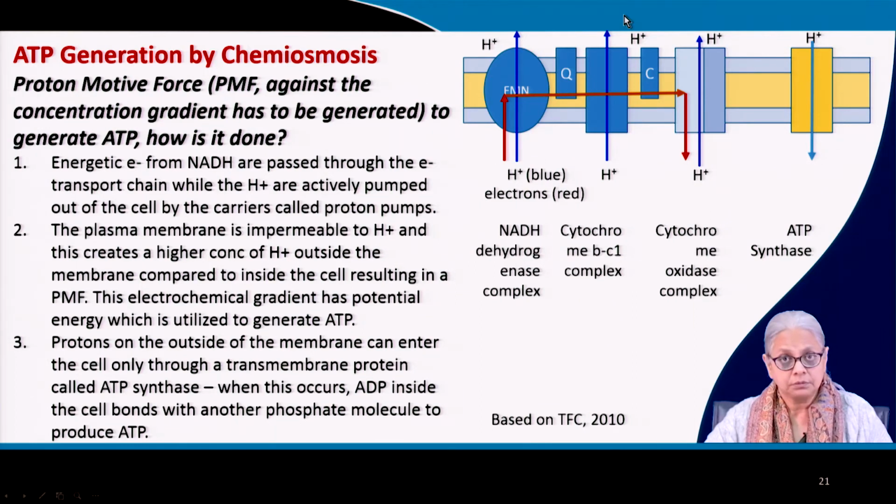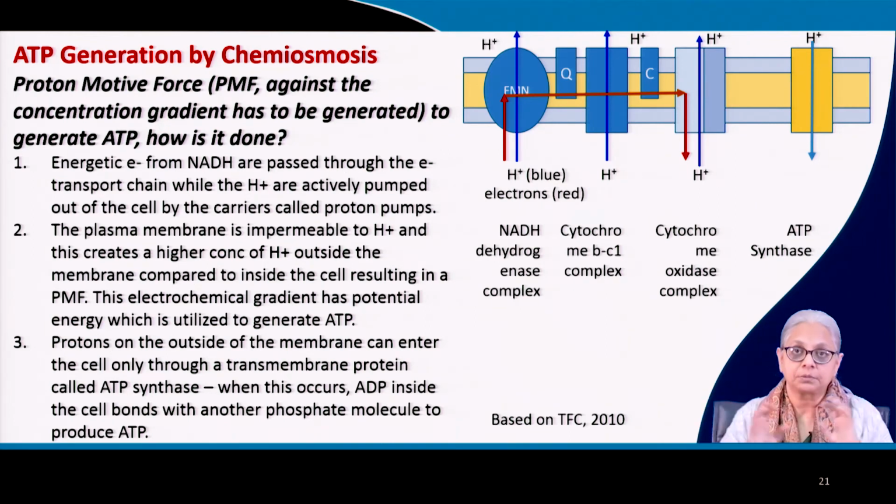So for simplicity, we have 3 complexes and 1 ATP synthase. So we have NADH dehydrogenase complex, we have cytochrome bc1 complex, and we have cytochrome oxidase complex, and finally we have ATP synthase. So these are the protein groups. That's why they are called complexes, because they are not a single protein. There are several proteins attached to each other, and they are the ones that are going to mediate the transfer of both electrons as well as protons.